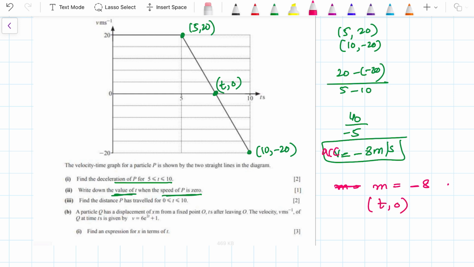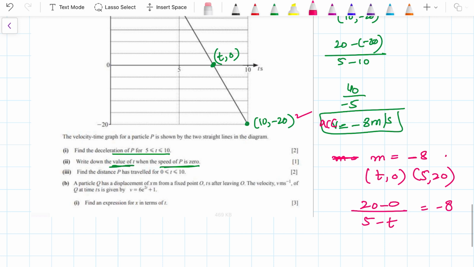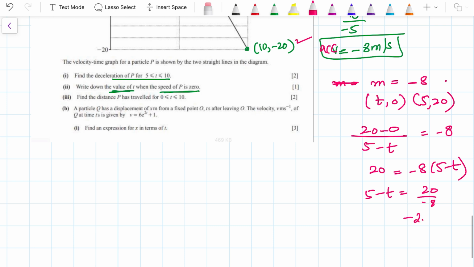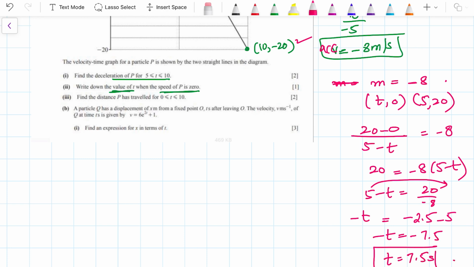Point is t comma 0. Another point I'm taking is 5 comma 20. I can take this point as well, doesn't matter. 20 minus 0 over 5 minus t equals minus 8. 20 equals minus 8 times 5 minus t. 20 divided by minus 8 gives you minus 2.5, minus 5. That means the time value becomes 7.5 seconds at which the velocity is 0 or the speed is 0.